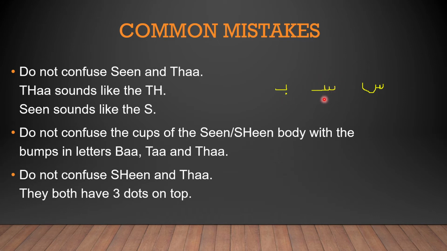But there is also another thing. Do not confuse sheen with sa. When we write sheen, it's like this. In the beginning form, the sheen comes like this. And sa in the beginning form is like this. So we can see that they both have 3 dots on top. If they have 3 dots on top, then it is obviously very easy to confuse them. This should be avoided, because we should see that the sheen has 3 bumps, while sa has only 1 bump.